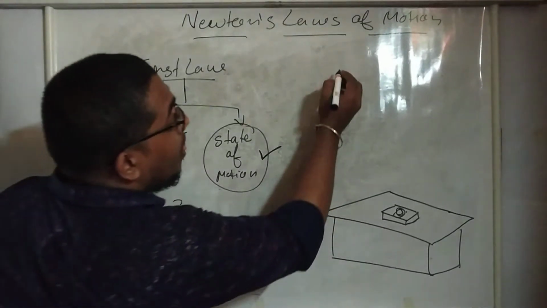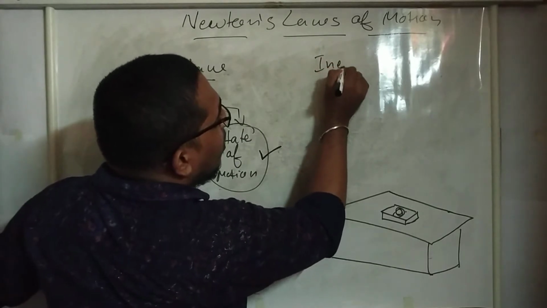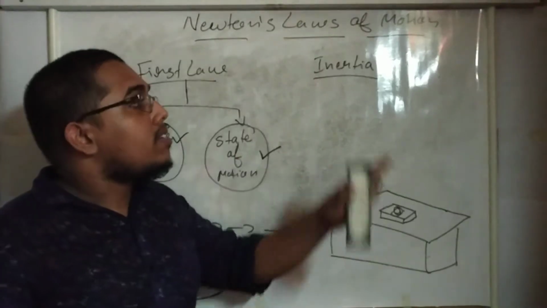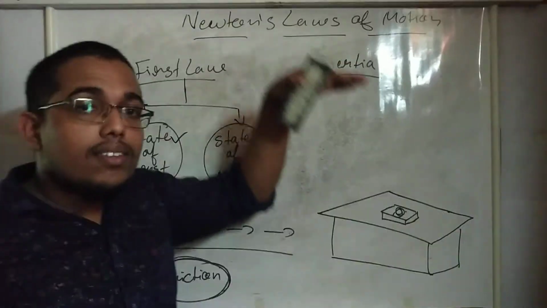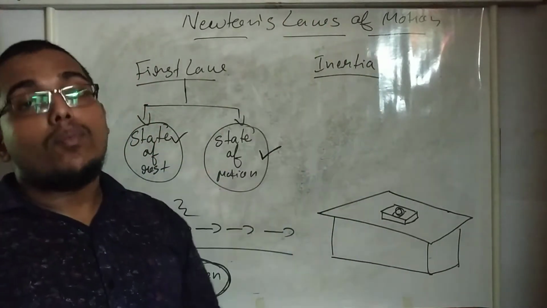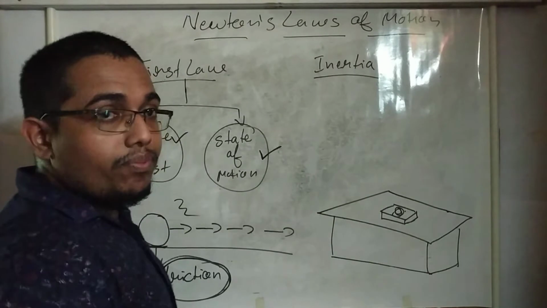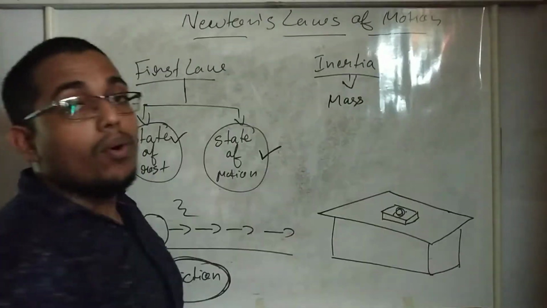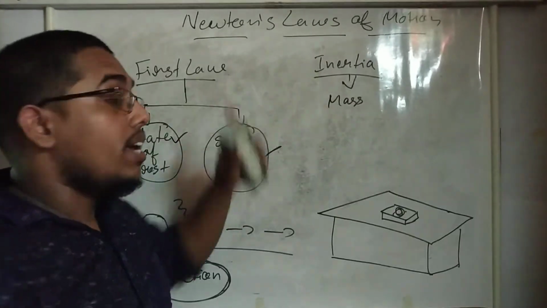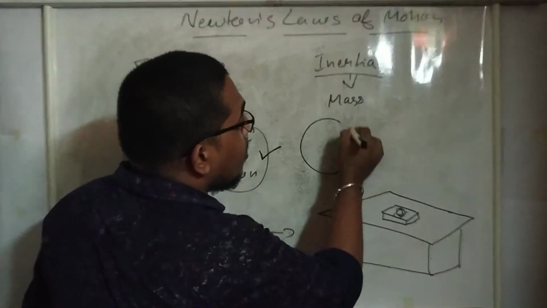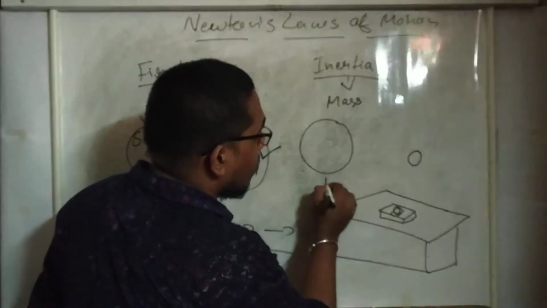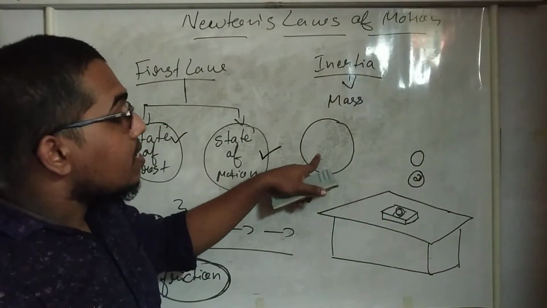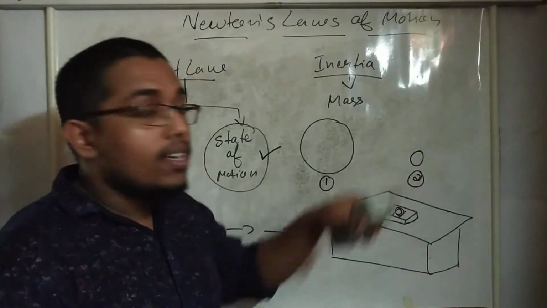Clear? Okay. The next term is what we call inertia. What is inertia? Inertia is the tendency of an object to remain in its state of rest or of uniform motion. That is what we call inertia. And this inertia always depends on the mass of the body. For example, consider two bodies having different mass, the first body and the second body. Here you can see that the first body has more mass as compared to the second body.